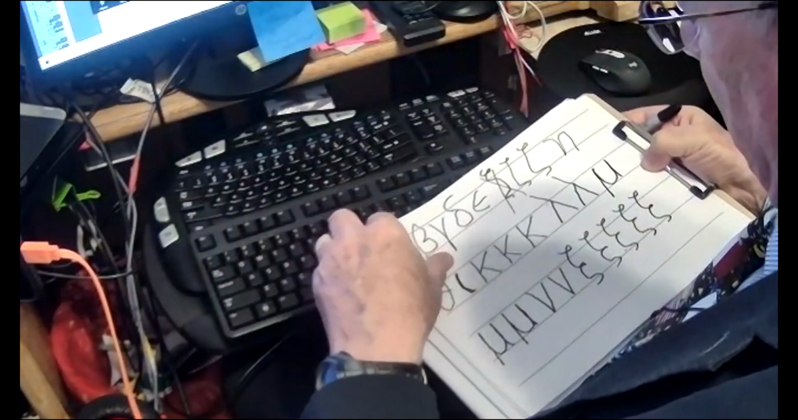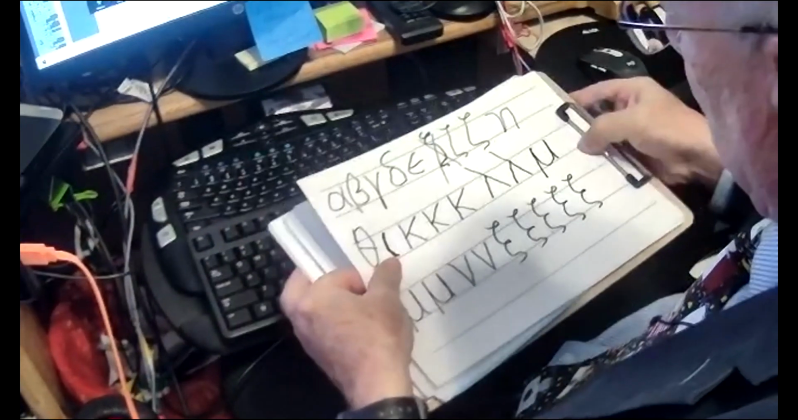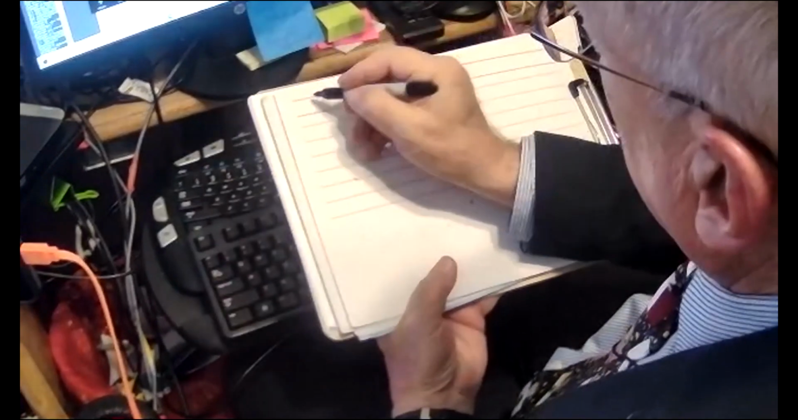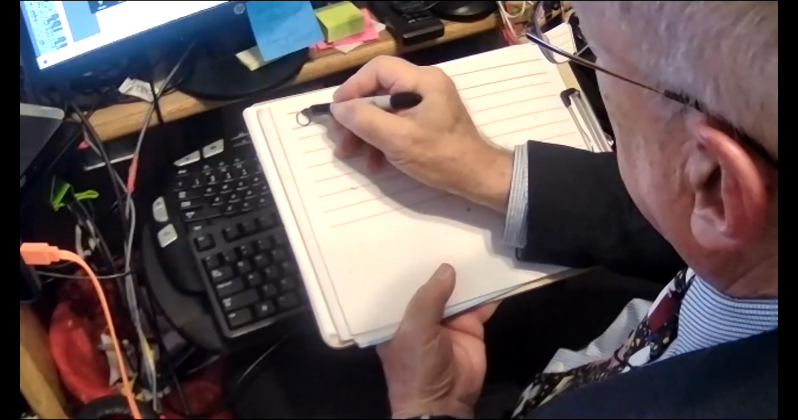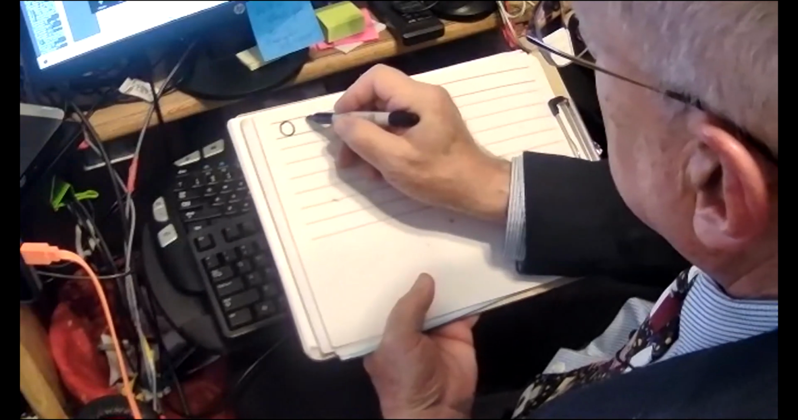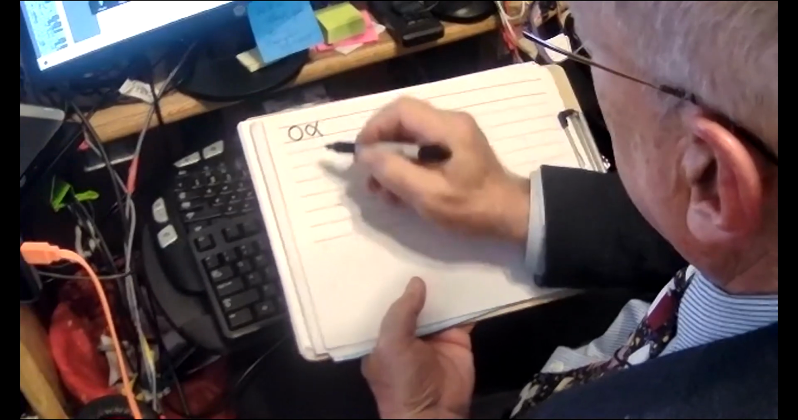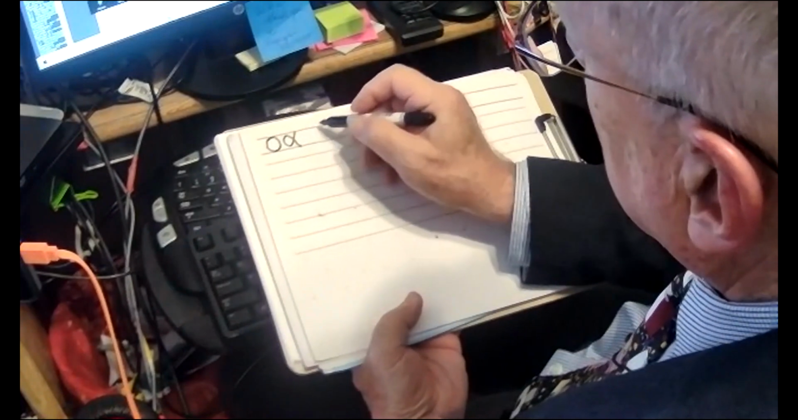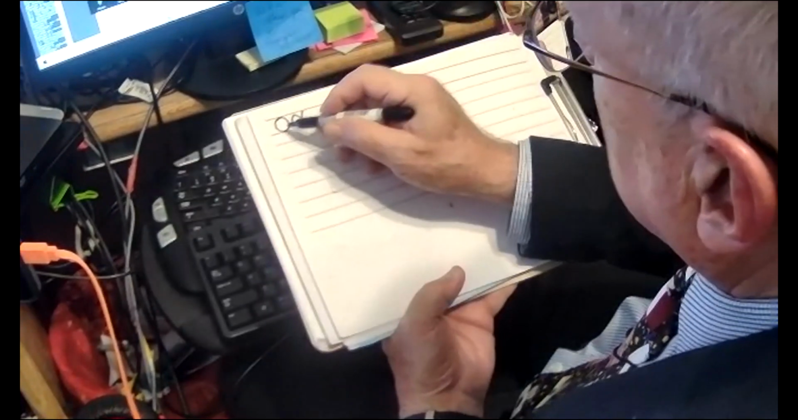So now we have kappa, lambda, mu, nu, xi, and then the lines here are a little different, but I think you can still see them. We have omicron, which is simply an O, the same size as alpha. So if I write it on this size, alpha, omicron. So that's the next letter.